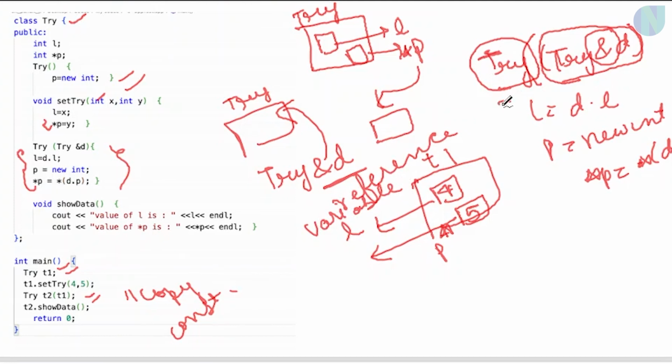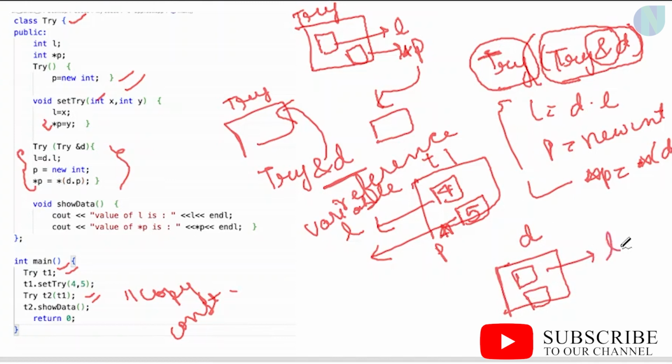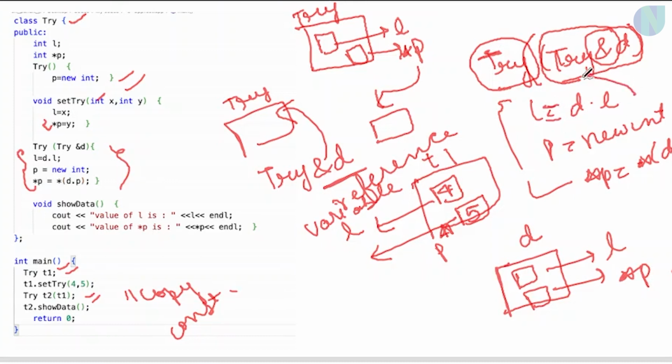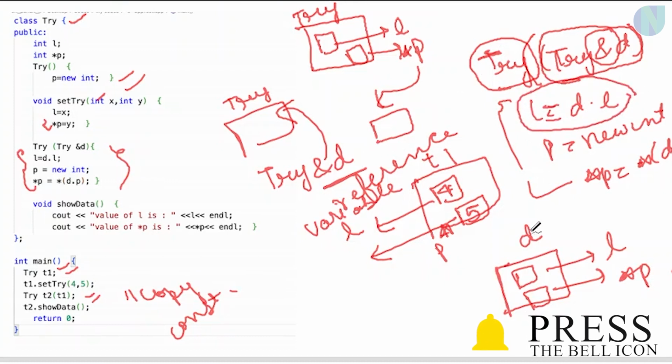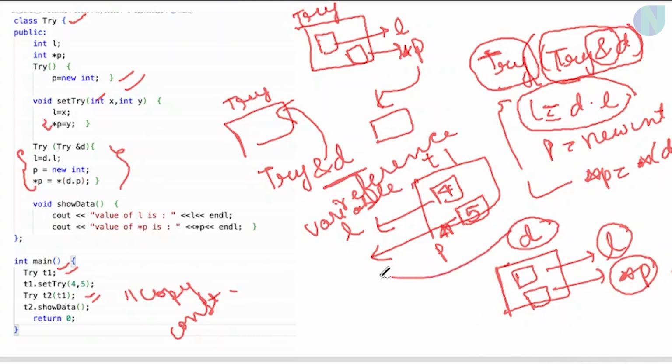Now looking at the code base, so let's create a class as d. Now d would be having both values l and star p. Here l is equal to d dot l. What does this imply? So basically this is d, and it is l and it is star p. So d refers to this particular class try.